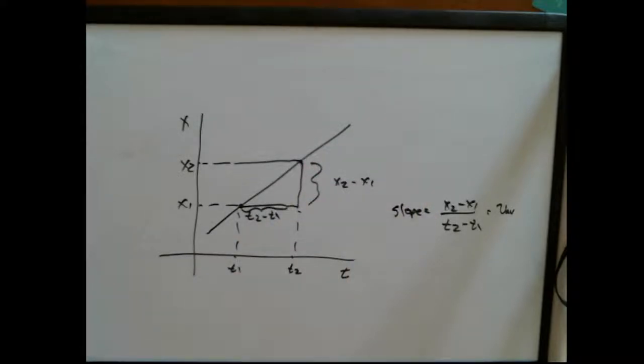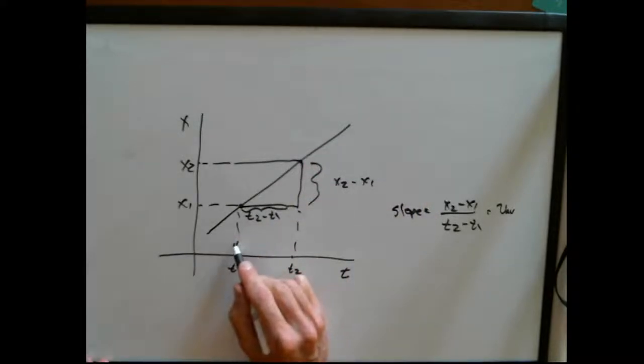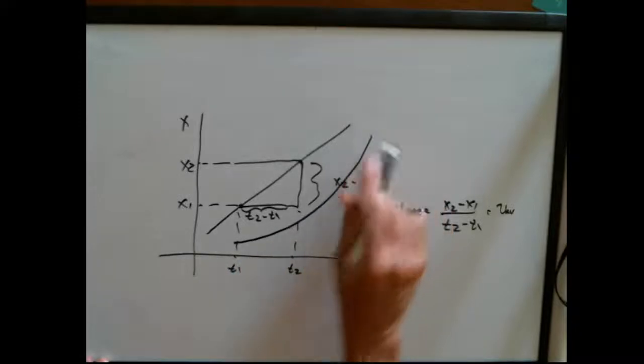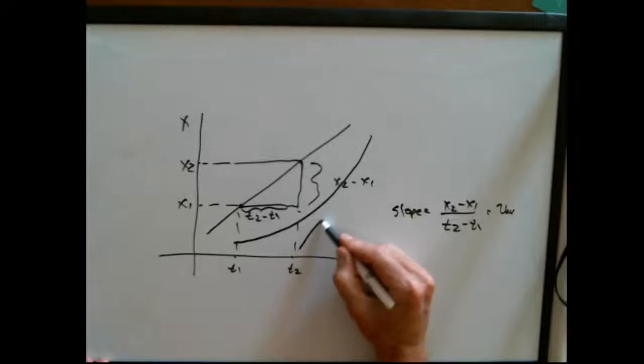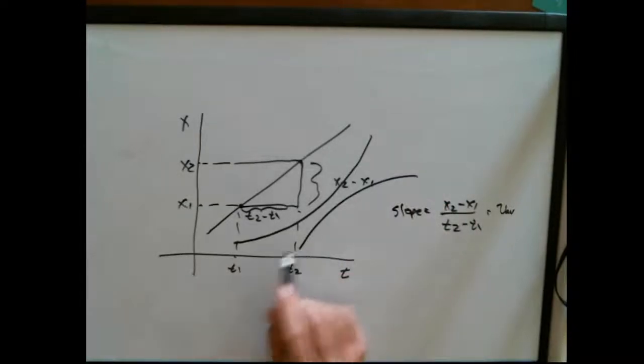And so if the velocity was increasing, which is the third choice, it would have to look like that, where the slope is constantly changing. Or if the velocity is decreasing, it would have to look like that. So that's the first question.